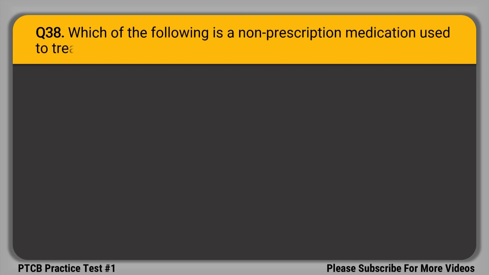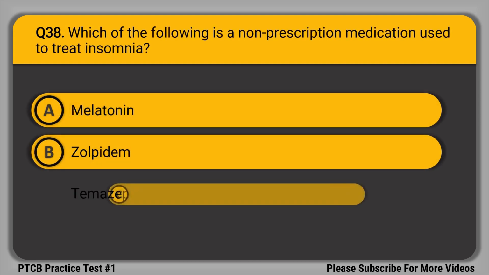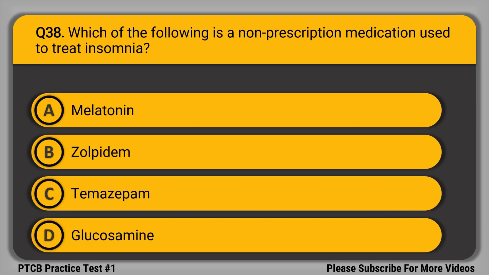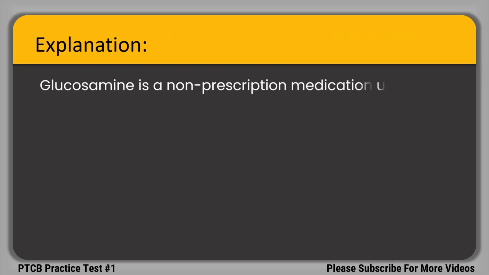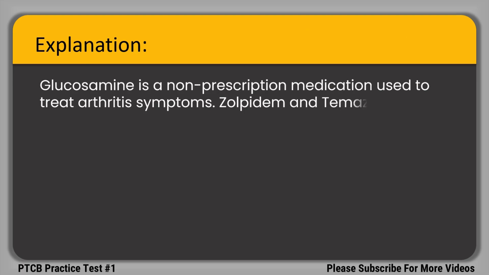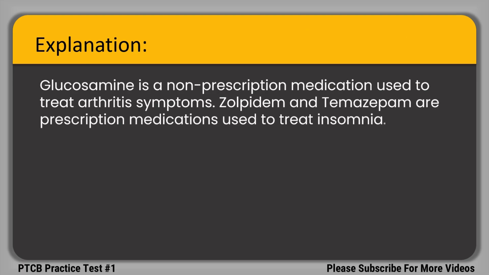Question 38. Which of the following is a non-prescription medication used to treat insomnia? A. Melatonin. B. Zolpidem. C. Temazepam. D. Glucosamine. A. Melatonin. Glucosamine is a non-prescription medication used to treat arthritis symptoms. Zolpidem and temazepam are prescription medications used to treat insomnia.